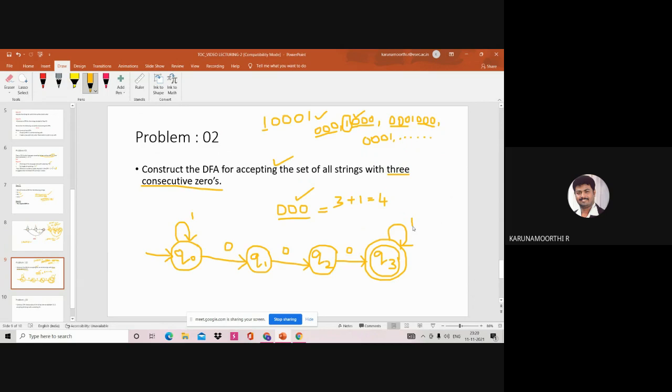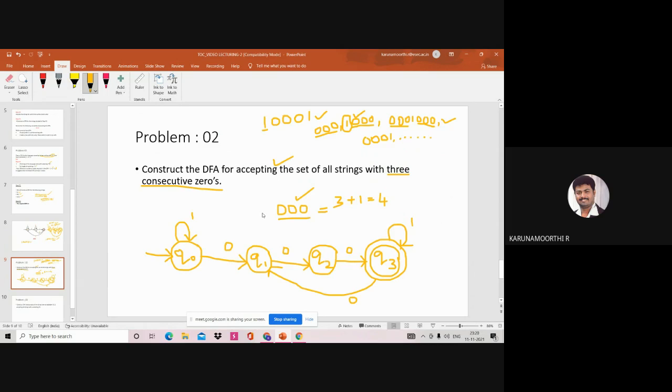So three consecutive zeros, right? So what about this one? 0 0 0 1 0 0 0 1 0 0, right? So can I put here from Q3 to Q1? Is it possible? See, 0 0 0 1 0 0 0. It is the right one. So this thing is also accepted, right?